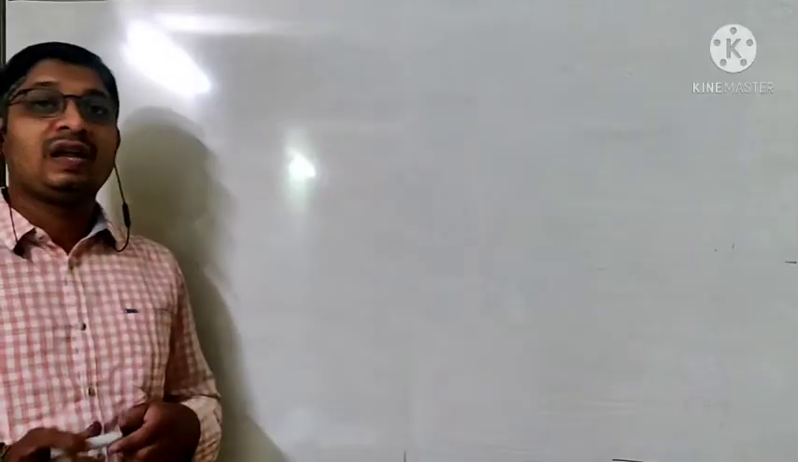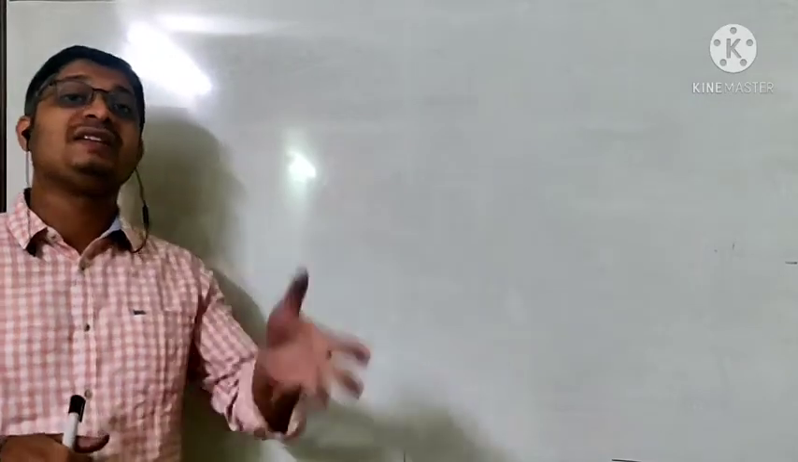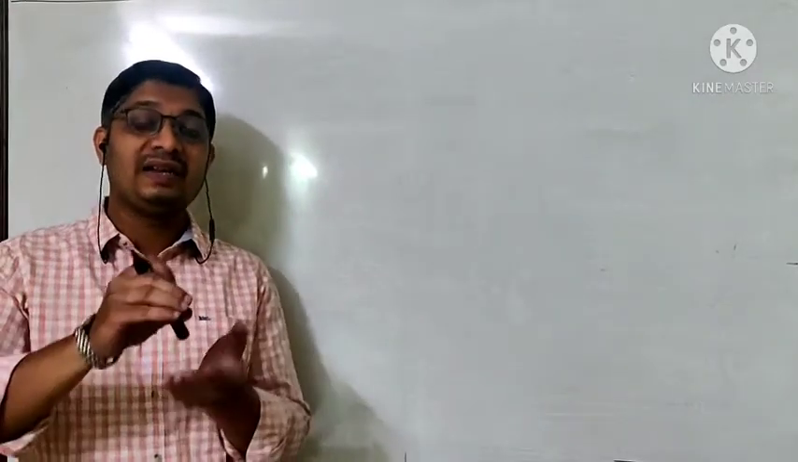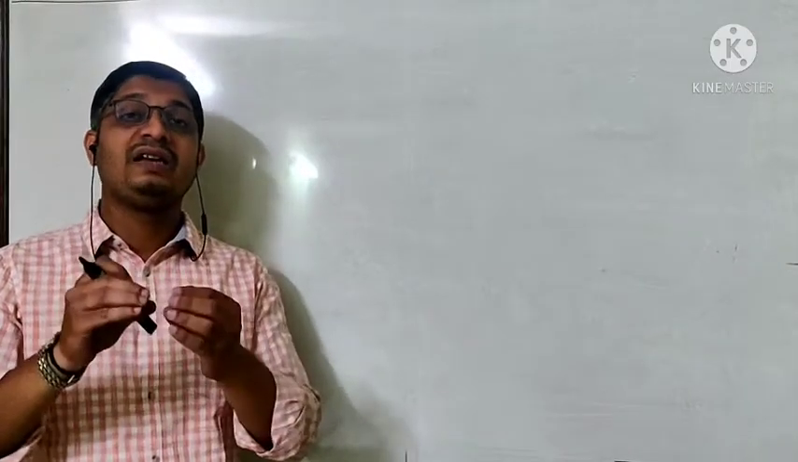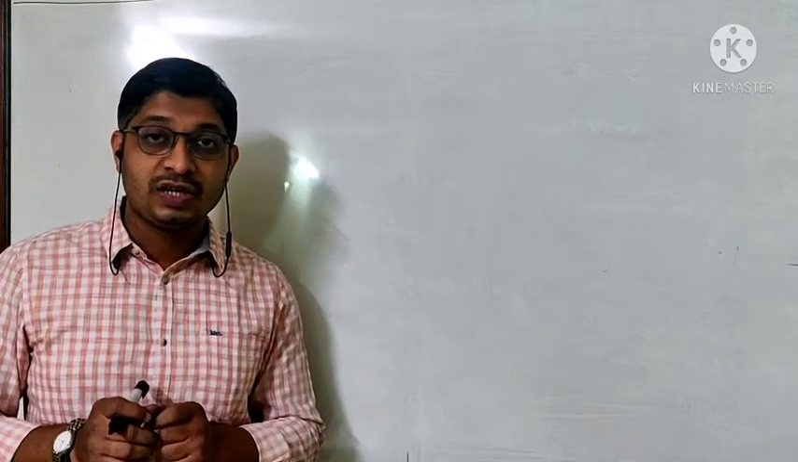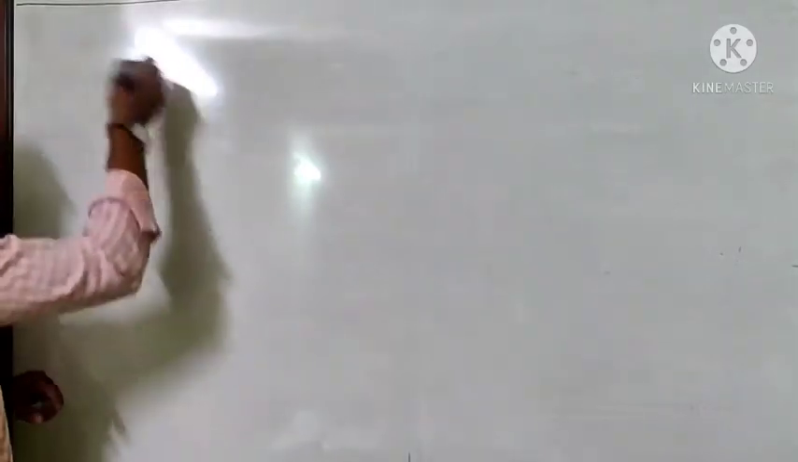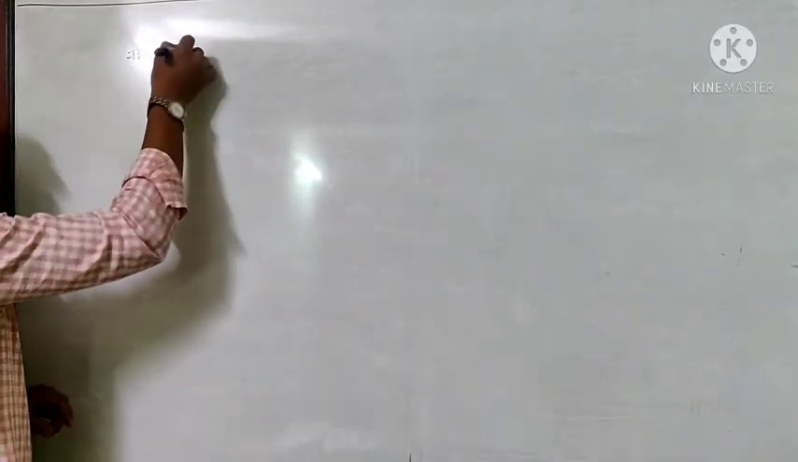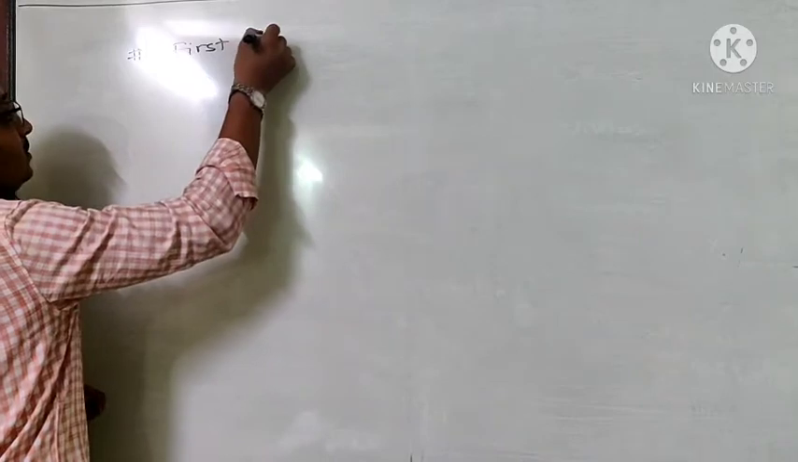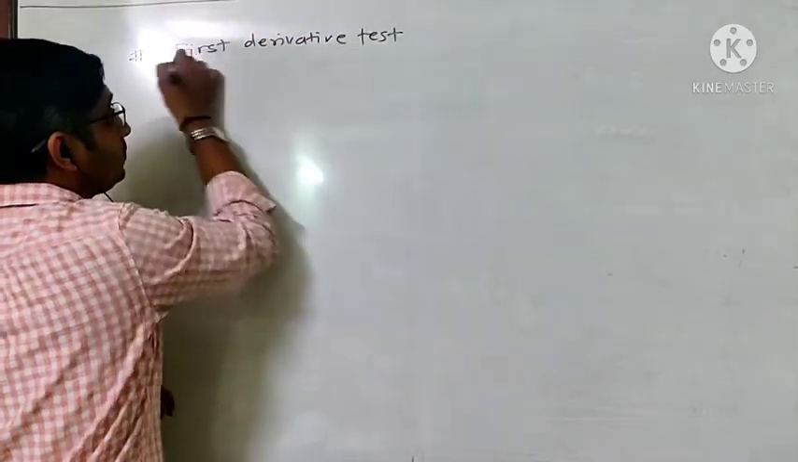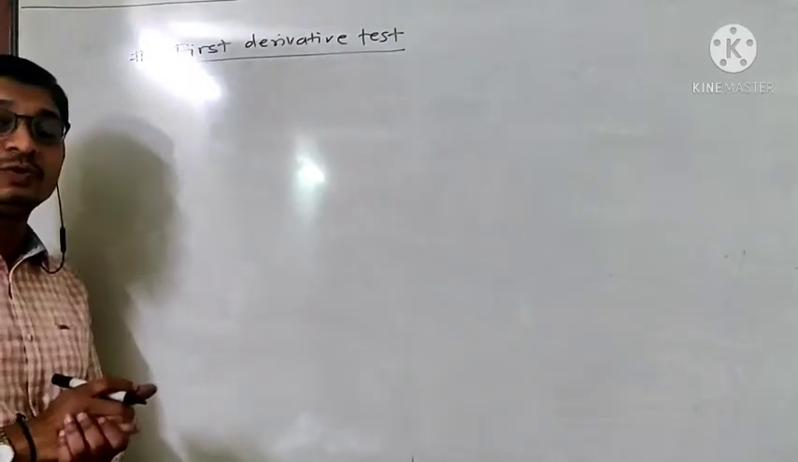After understanding what a critical point is, how we have identified the critical points, and how we can find the maximum and minimum value at those critical points, the first question is how? That is the best question, which is still unanswered. So we are going to implement the first derivative test. So this is the first derivative test.